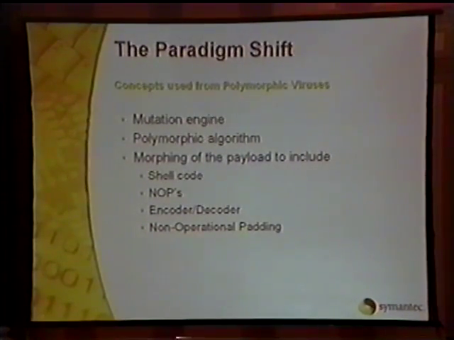So now let's move on and look at the concepts used from polymorphic viruses to the concepts that are being used in polymorphic attacks going across the wire. Here we see that, of course, you have a mutation engine that basically starts morphing payload, shellcode, and things like that. We have a polymorphic algorithm, but here we also have morphing of the payload to include the shellcode and the no-ops within a payload. The encoder and decoder is also randomly generated, and we also have non-operational padding.